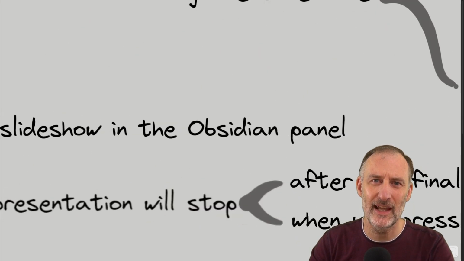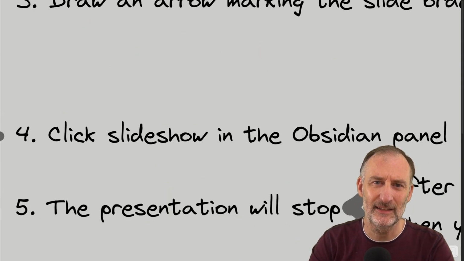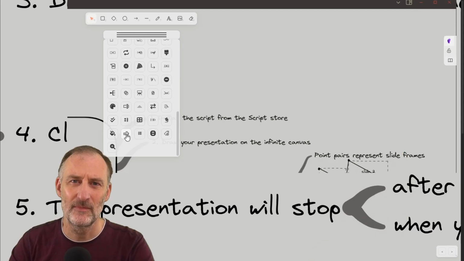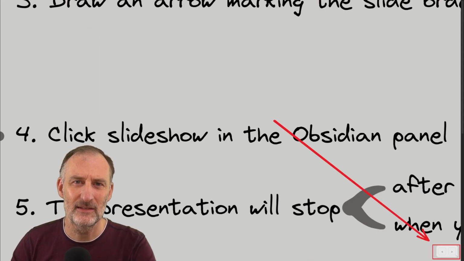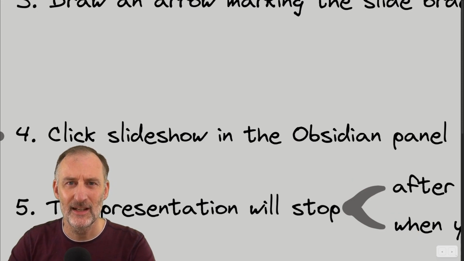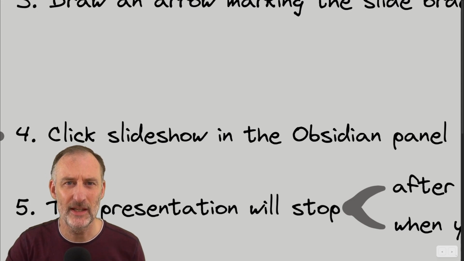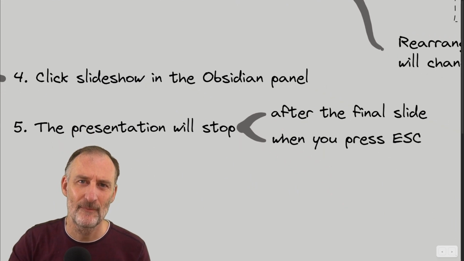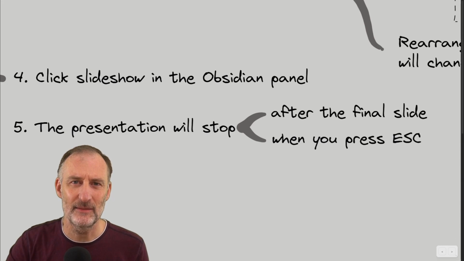When you're ready with the arrow, you need to select the arrow and click the Slideshow button in the Obsidian panel. In the bottom right, you will see a control panel that you can use to move forward and backwards in the slides, and also you can use the arrow keys on the keyboard to move forward and backwards. The slideshow will finish when you get to the last slide or when you press Escape.